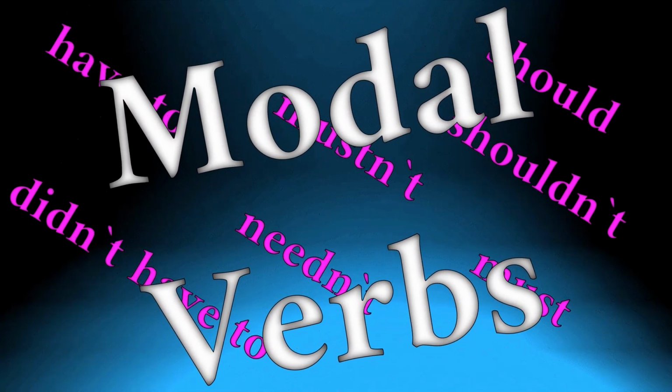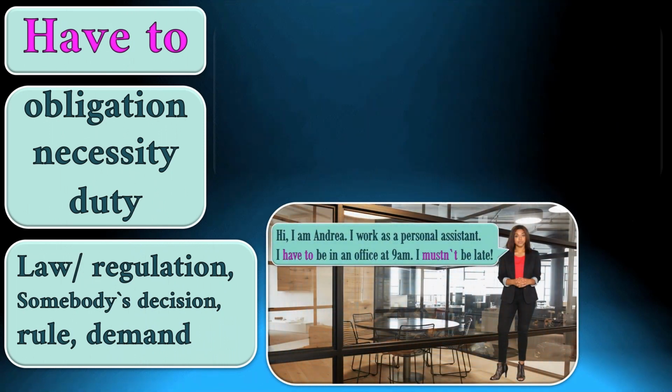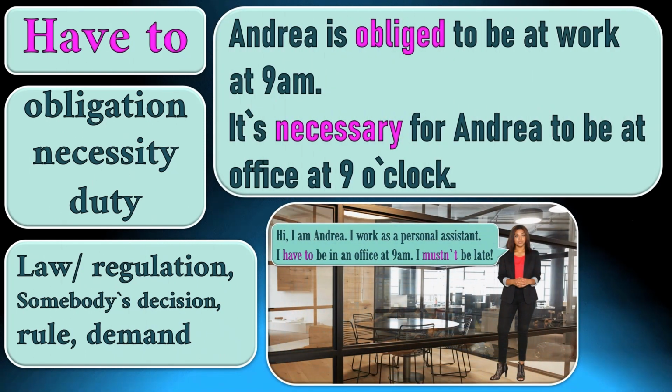Today we're going to learn how to use modal verbs. The modal verb have to is used to express obligation, necessity, and duty. We use it to talk about law, regulation, somebody's decision, rule, and demand. Andrea says, I have to be in an office at 9 a.m. In other words, Andrea is obliged to be at work at 9 a.m. Or, it's necessary for Andrea to be at the office at 9 o'clock.